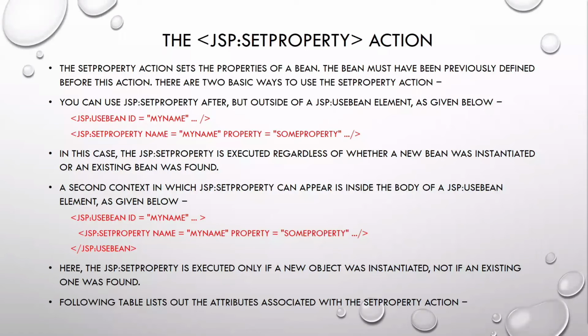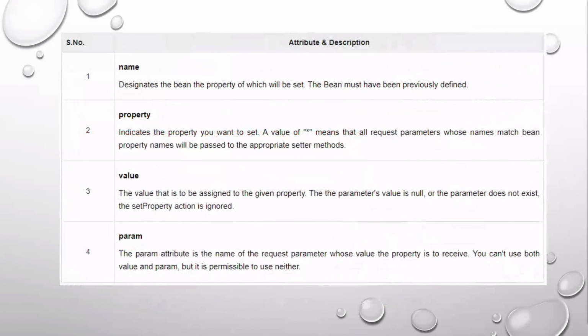So, the following table lists out the attributes associated with the setProperty action. Name attribute designates the bean whose property will be set. The bean must have been previously defined. Property attribute indicates the property you want to set. A value of star means that all request parameters whose names match bean property names will be passed to the appropriate setter methods. So star means all.